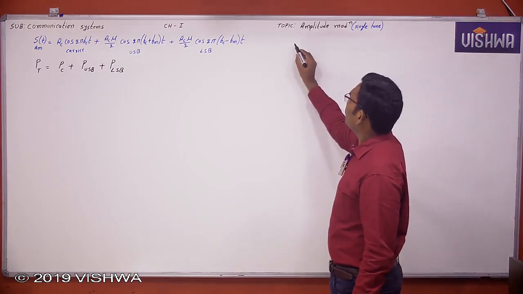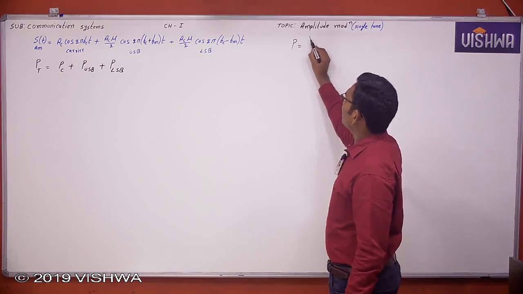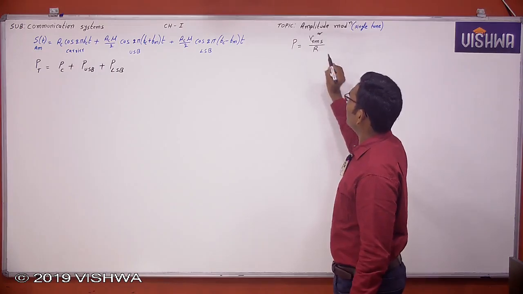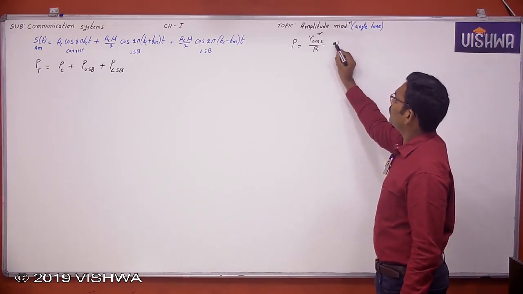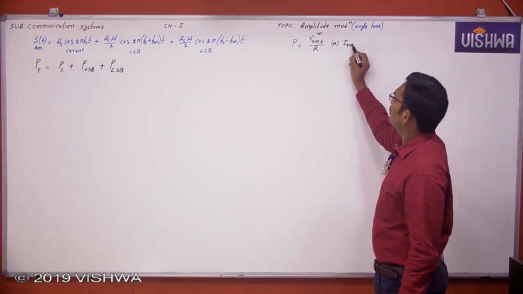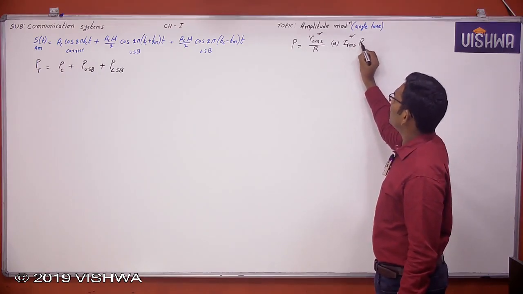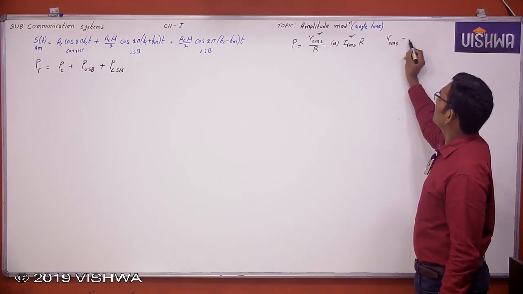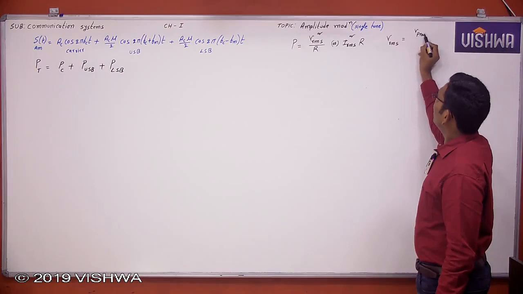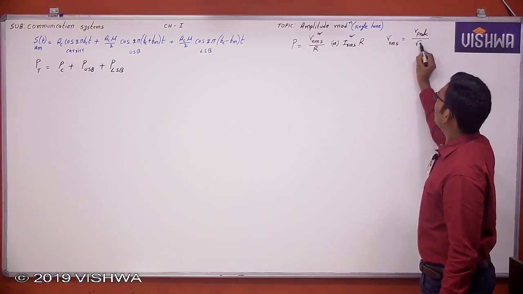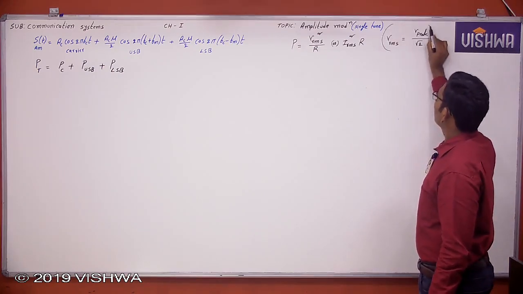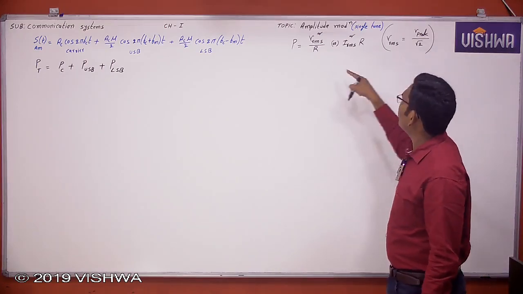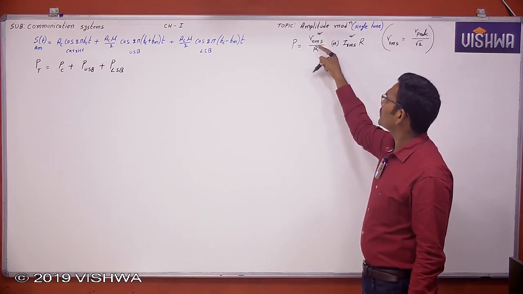Therefore, while calculating the power, we want to calculate the RMS values. Vrms square by R is power, or Irms square into R is power. What is the RMS value? The RMS value is nothing but the peak amplitude divided by root 2.